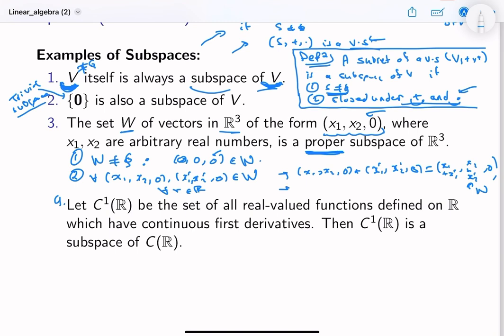Clear enough, right? So the second check is closure under scalar multiplication. Well, if you multiply a real number r by this vector, what happens is that this is (rx1, rx2, 0), and thus this is still in omega. So closure under scalar multiplication is also evident, and this proves that omega is a subspace of R cubed by definition 2.